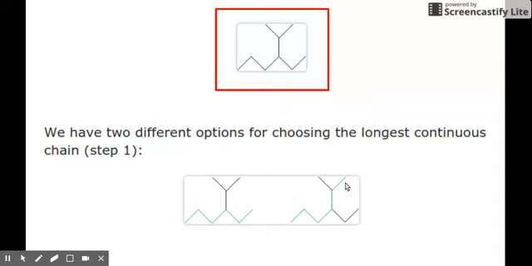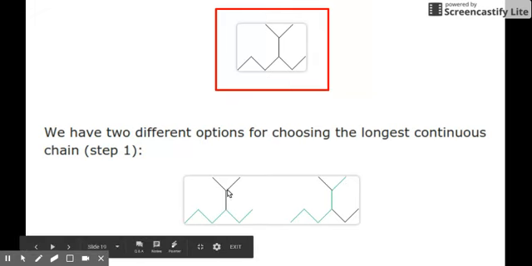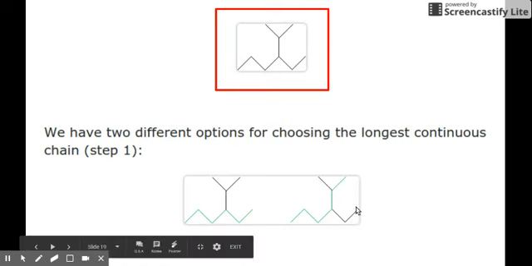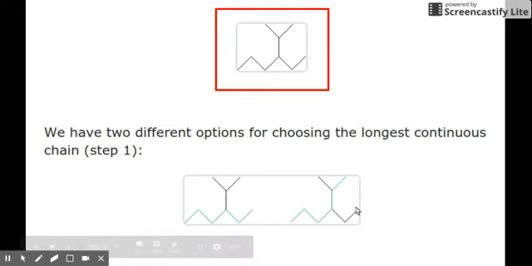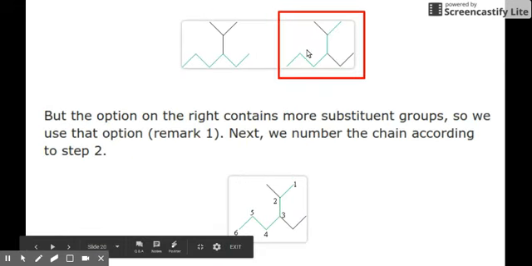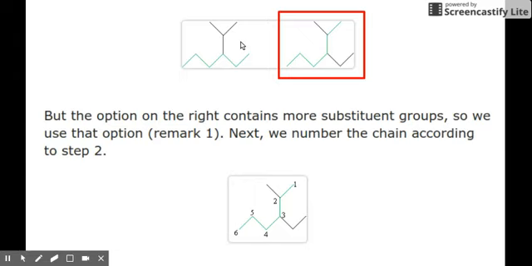Now, in this example, you need to choose the longest chain that can give you the most number of branches. If you choose this, you only have one branch, which is this. But if you choose this chain, you will get this branch and this branch, in which you know already which we prefer. We prefer the second figure because it gives us two branches compared to one. So now we are able to figure out our parent chain, which is this.